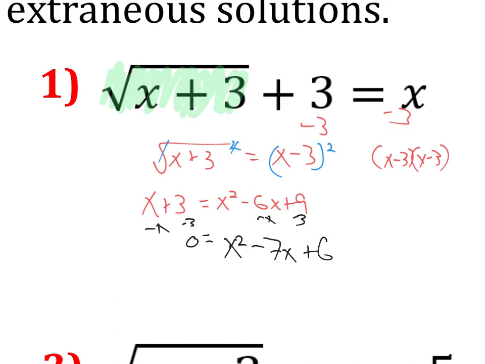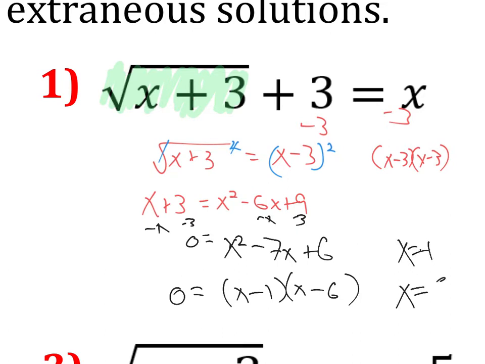And I need to figure out some factors that would work for this. Well, numbers that multiply to be 6 and add up to 7. I'm getting x minus 1 and x minus 6. Therefore, x equals 1 and x equals 6. So I have two solutions, but before I get too confident and celebratory, I do want to make sure that nothing is extraneous here. So x equals positive 1 and x equals positive 6.